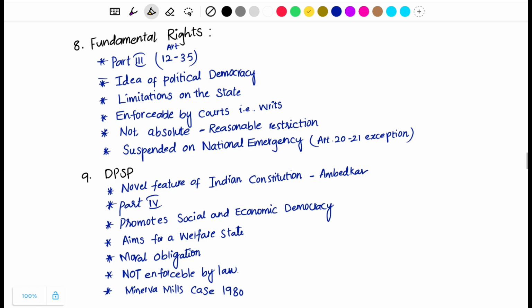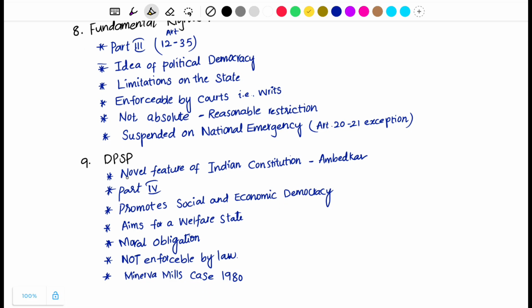Now let us look into the directive principles of state policy. Dr. B.R. Ambedkar called the directive principles of state policy a novel feature of the Indian Constitution. They are enshrined in Part 4 of the Constitution. They promote social and economic democracy. These are principles given by the Constitution and the constitutional makers to the governments.